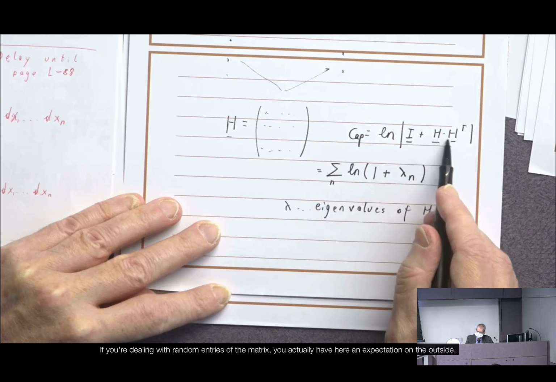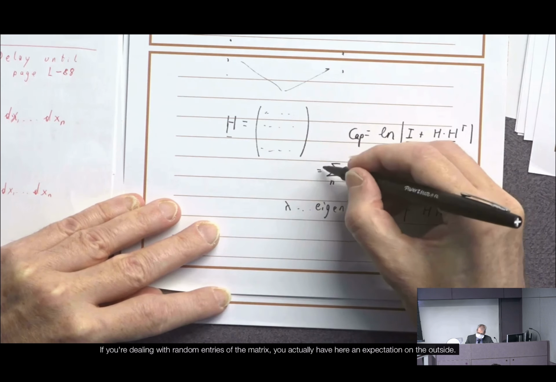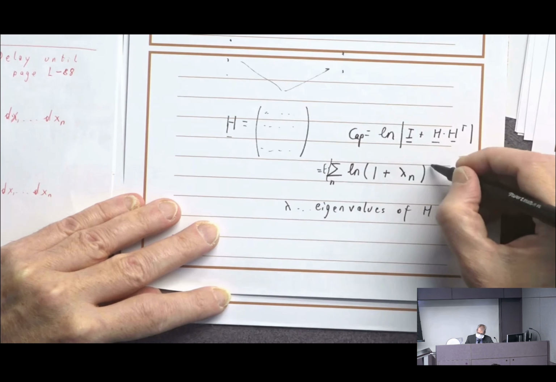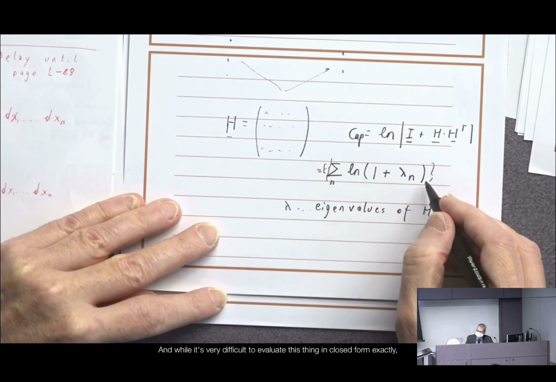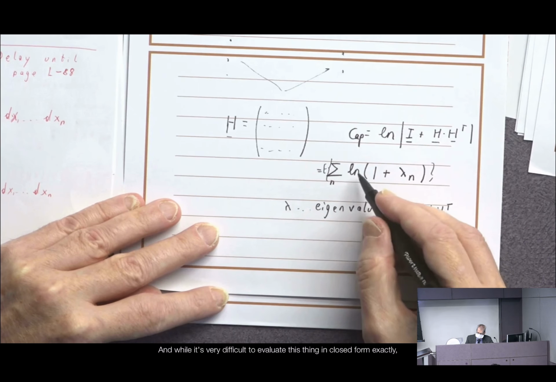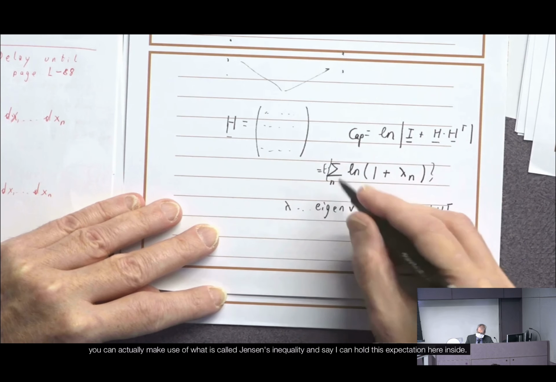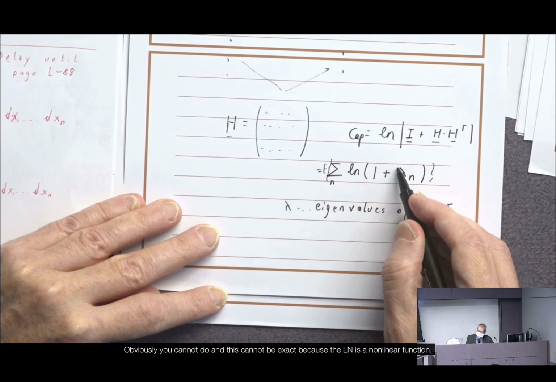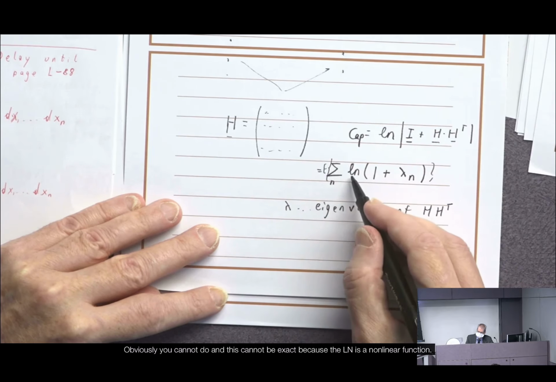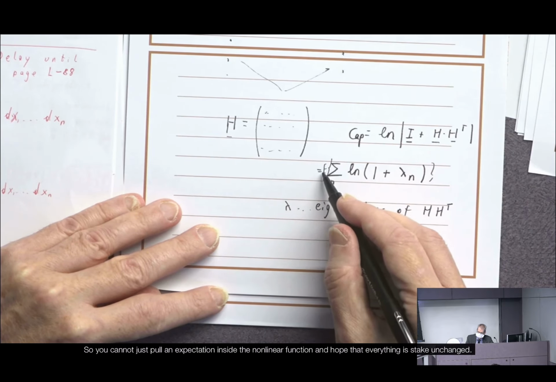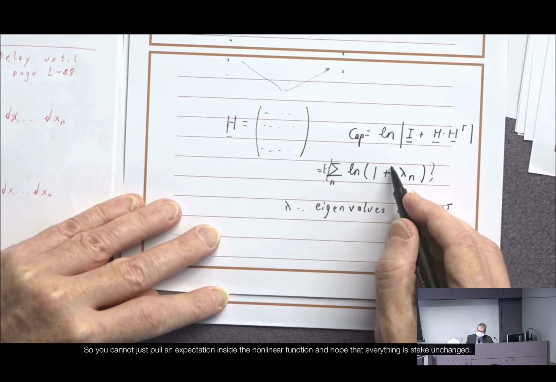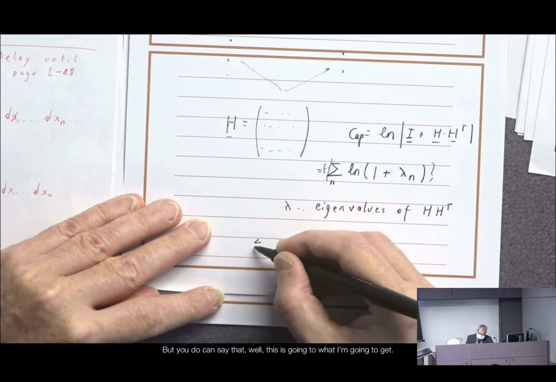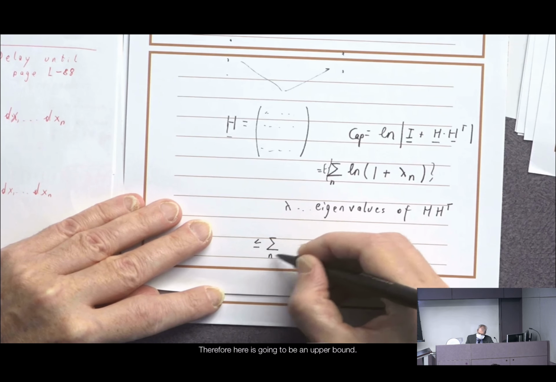Now this equation is actually if the entries of your matrix are deterministic. If you're dealing with random entries of the matrix, you actually have here an expectation on the outside. And while it's very difficult to evaluate this thing in closed form, exactly, you can make use of what is called Jensen's inequality and say, I can pull this expectation inside. Obviously this cannot be exact because the log is a nonlinear function. So you cannot just pull an expectation inside a nonlinear function and hope that everything stays unchanged. But you can say that what I'm going to get therefore here is going to be an upper bound.